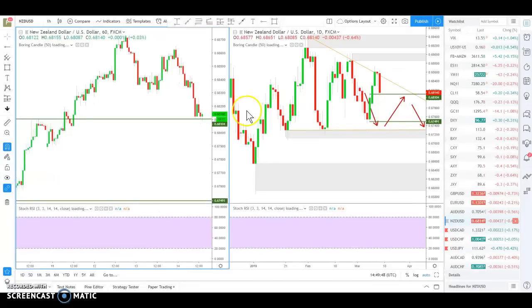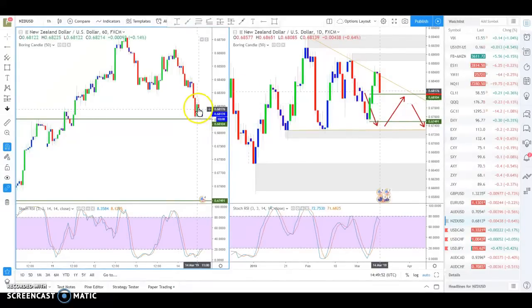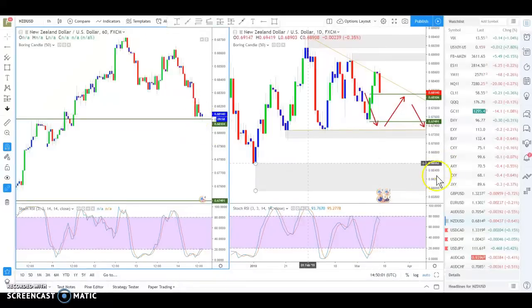The New Zealand USD. You could be looking for buys, but you've got some buyers here, sellers here, and then a couple blue bars sideways. We are down low. I'm not going to look at scalping that one.